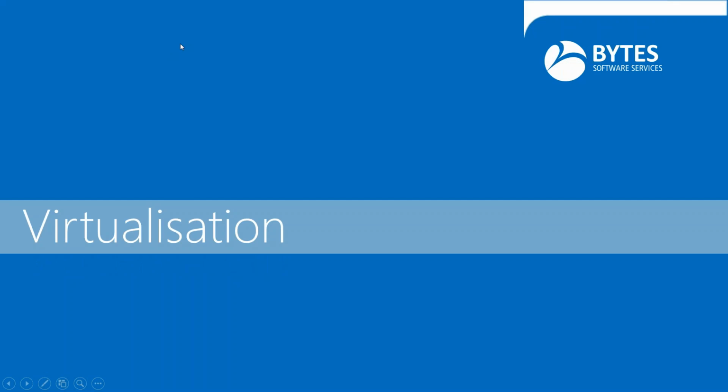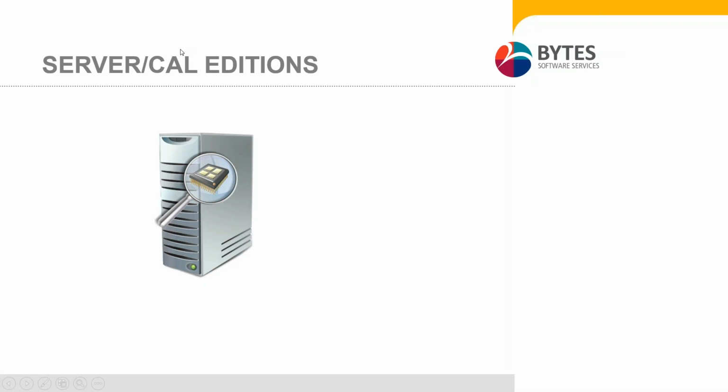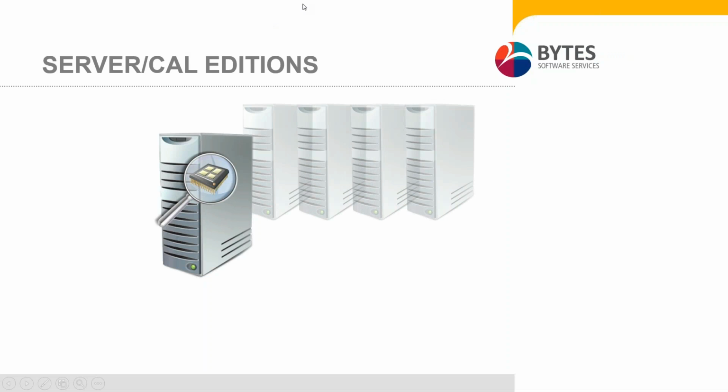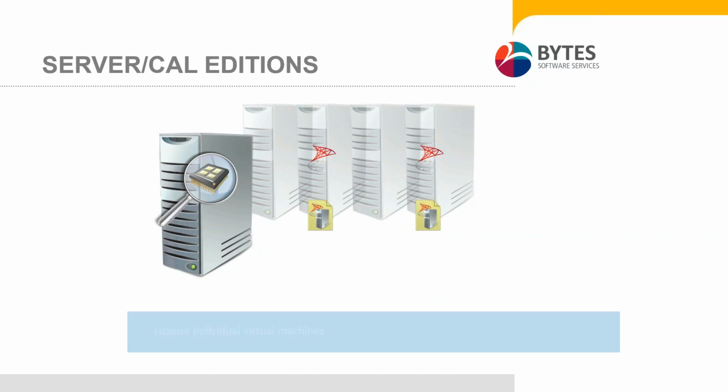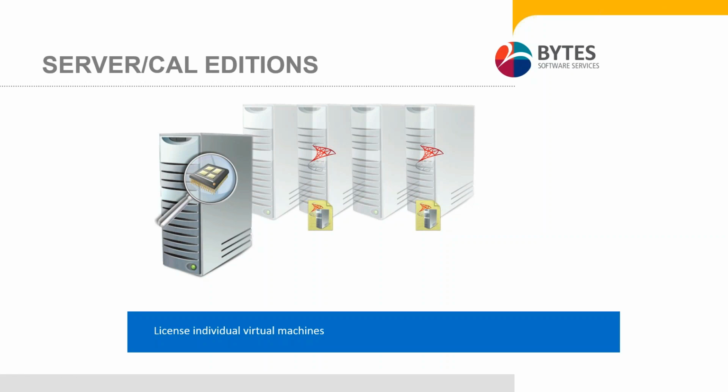Now let's have a look at the virtualization. So when we virtualize SQL on a server and CAL basis, what we do is we count the number of virtual machines on which SQL is installed. My example here has 4 VMs, 2 of which have SQL installed, so I would purchase 2 server licenses for SQL. So with server and CAL, you license the individual virtual machine with the server license, and of course purchase CALs for users or devices accessing the servers.